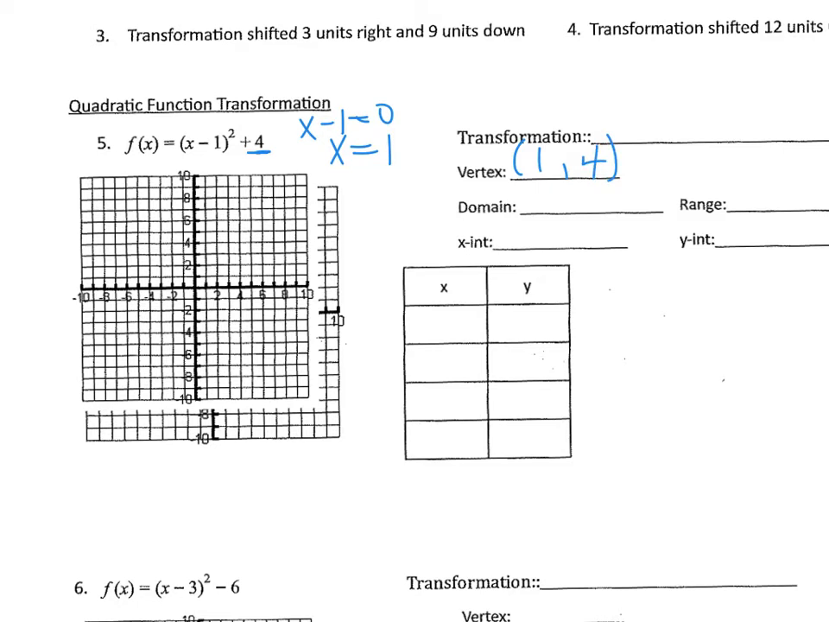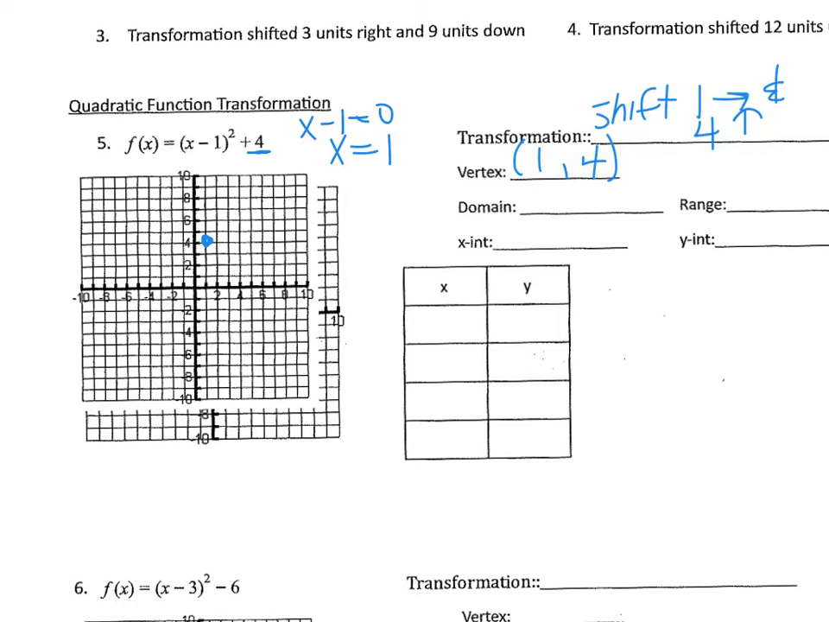Let's go ahead and do the transformation. So from 0, 0, it moved a positive 1 on the x, so that's a shift of 1 to the right, and a positive 4 means on the y-axis it's 4 going up. So if we go through and graph 1, 4, we're going to be about right here. And let me change my color, and we're going to go ahead and do our table.